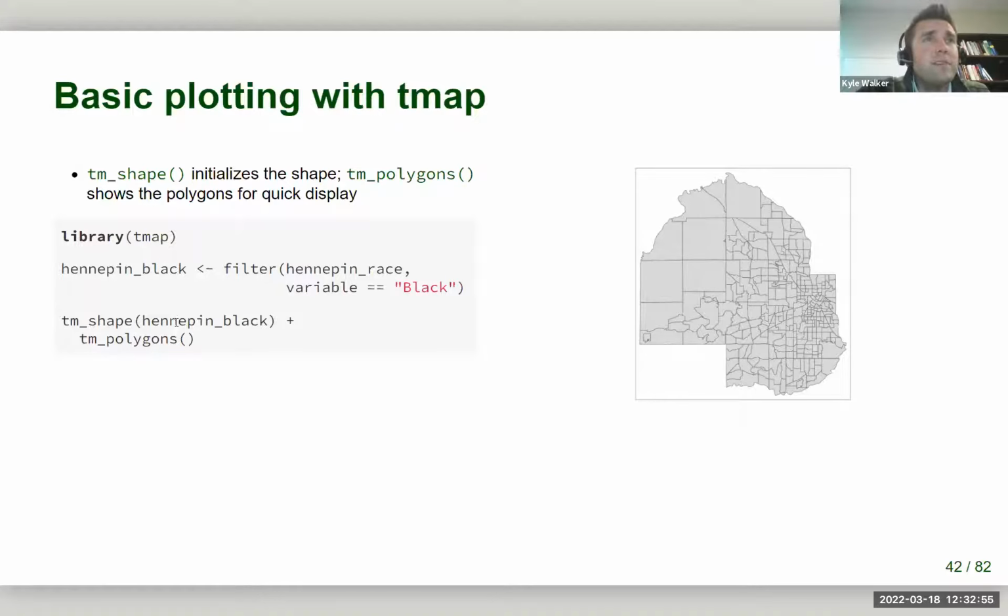So if I specify for a given data set that I want to make a basic plot, I initialize my map with the tm_shape command. And I say, let's initialize a map using the shapes in this Hennepin Black object. I then, with the plus sign, layer on map elements. And so if I specify tm_polygons, it plots polygons for each census tract using the geometry information that we have in there.